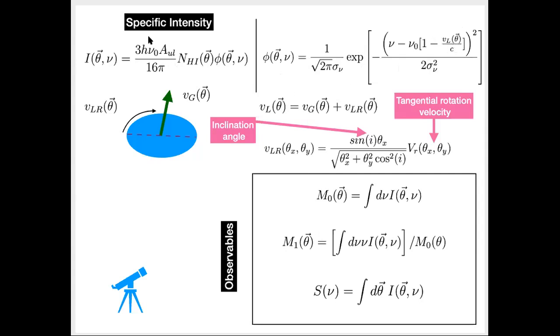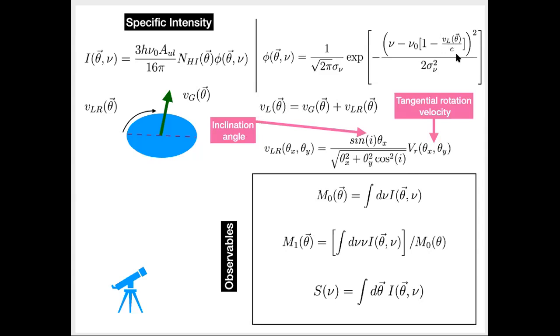It will be scaled by the moment zero map. So usually when you define this as the moment one map, you divide or scale it by the moment zero map, or normalize it by the moment zero map. So this now has the information about the line of sight velocity.